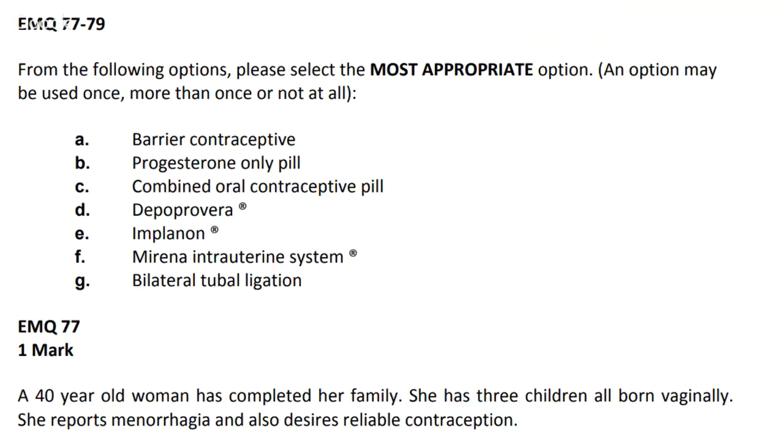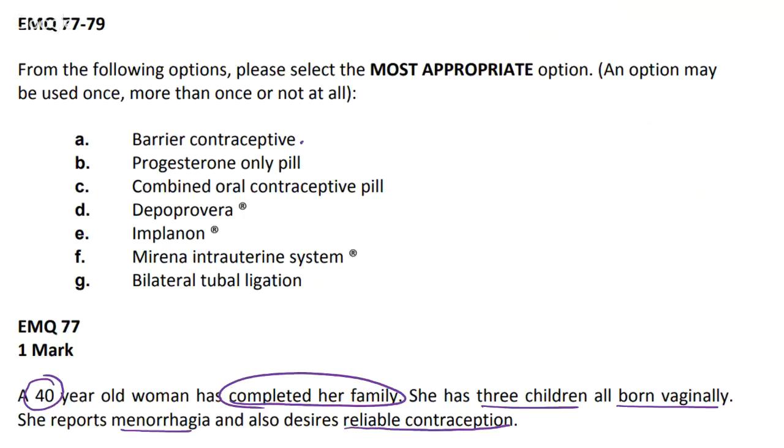Okay, so next question. We have a 40-year-old, she's completed her family. She has 3 children, all born vaginally. She has menorrhagia and desires reliable contraception. What would you give her? You give her a vasectomy, right? Okay, barriers. Would you give her condoms?